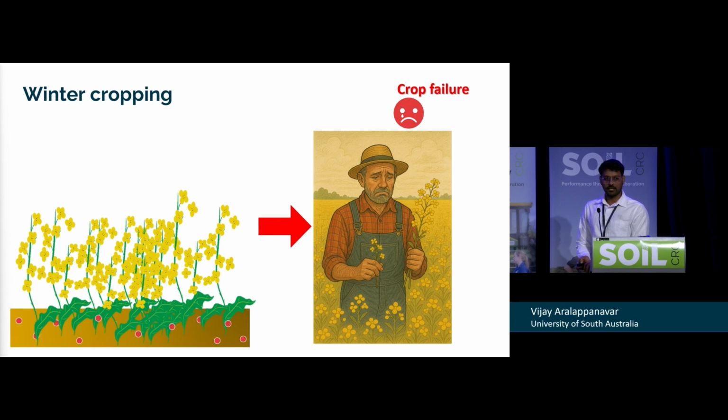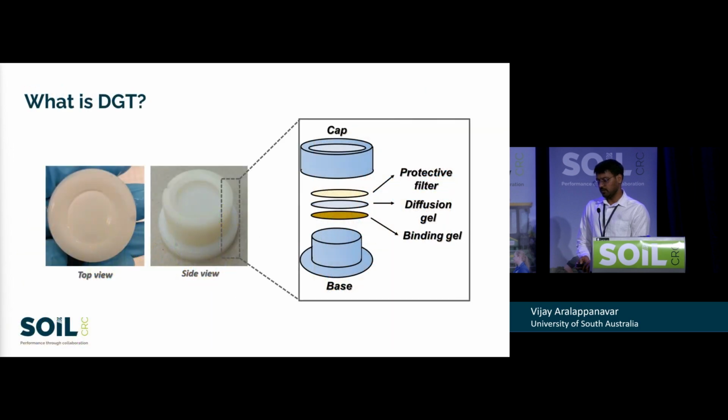Similar to Andrew, there are millions of farmers who are facing a similar issue. To help Andrew, we are proposing a sampling technique called Diffusive Gradients in Thin Film, or DGT. DGT is a sampling tool which comprises 3 layers: the outermost protective filter, the middle diffusion gel, and the innermost binding gel. So this project aimed to develop this DGT technique for IMI herbicides.